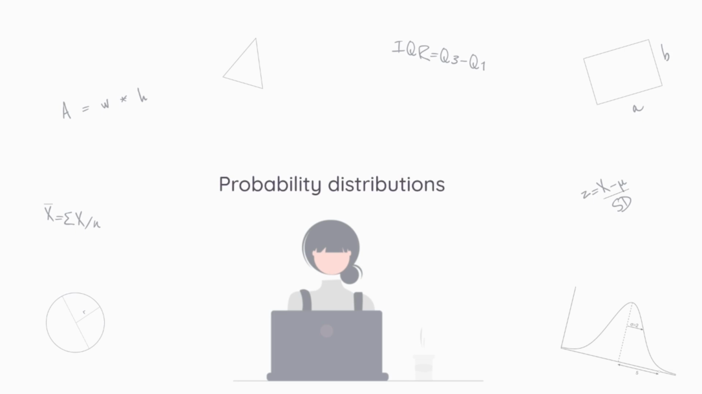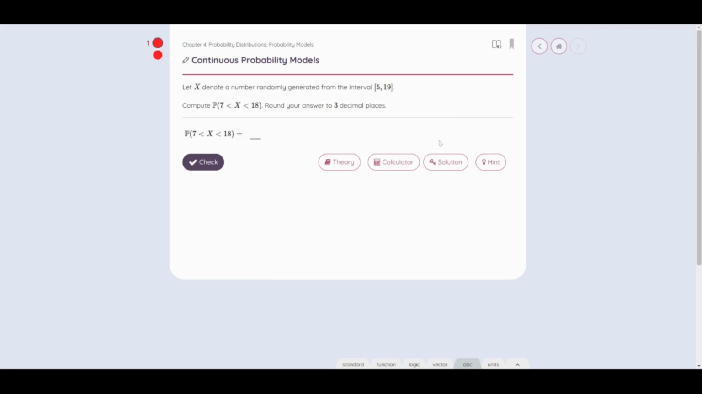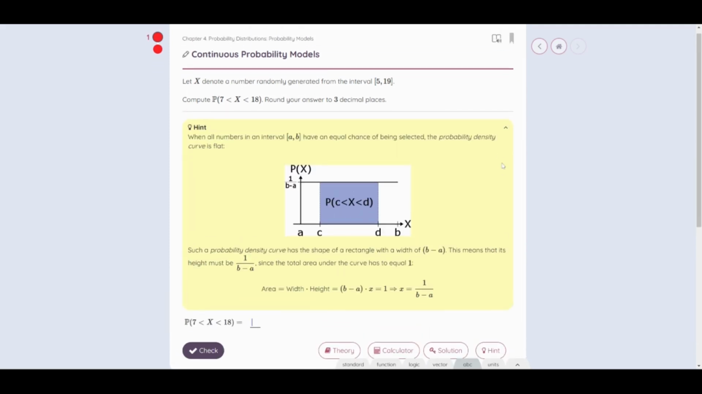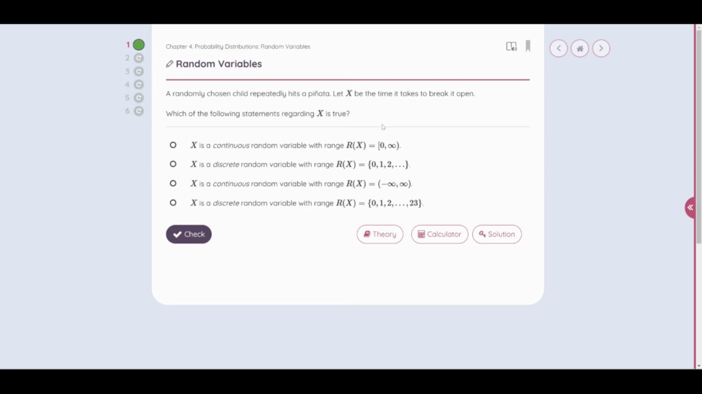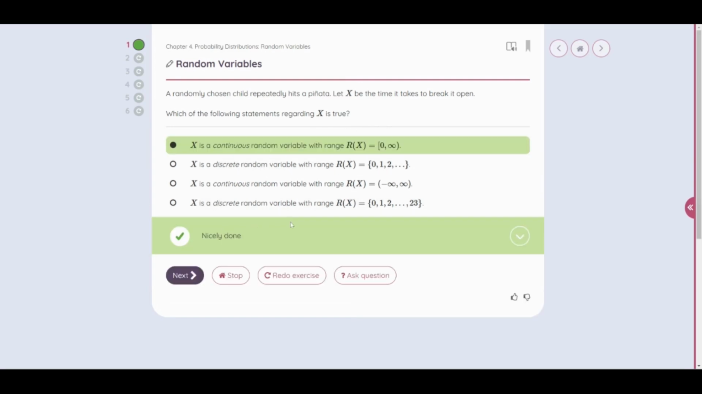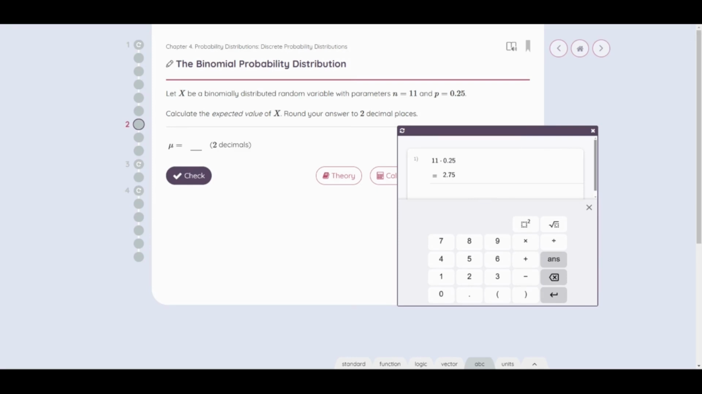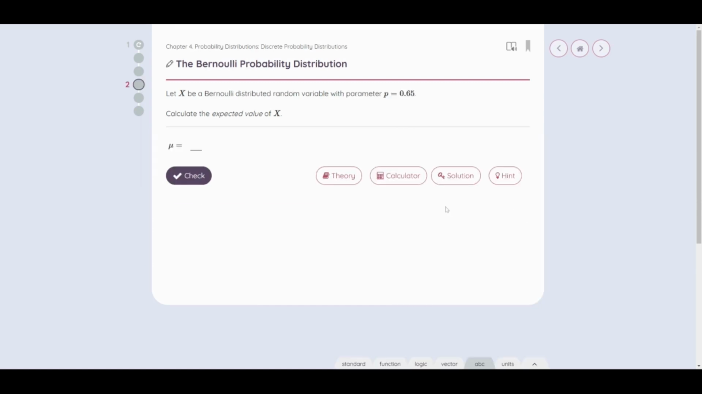Building on that foundation, probability distributions explores discrete and continuous models. Then, we dive into the world of random variables and their distributions. Students learn how to calculate expected values and variances and analyze sums of random variables in terms of expected value and variance. The rest of the chapter deals with important examples of discrete and continuous probability distributions.